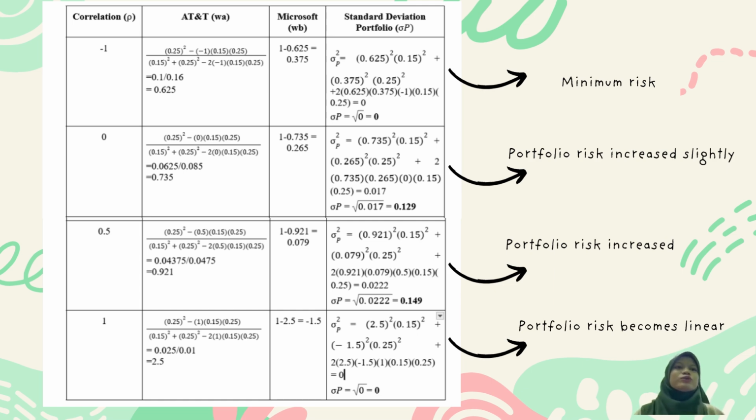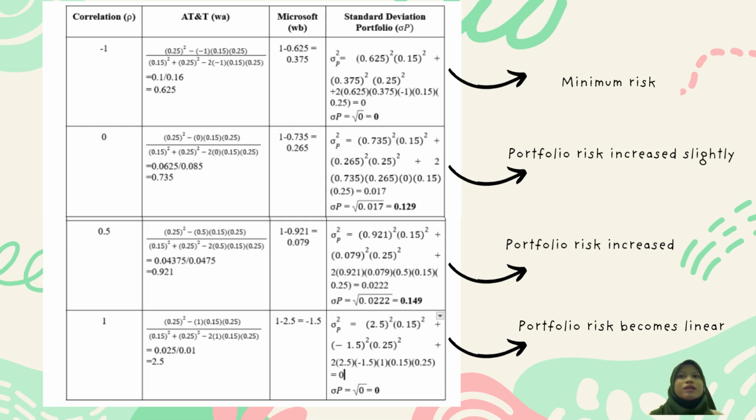Then the calculation shows that the standard deviation is 0.129, which means the correlation is neutral. So portfolio risk increases slightly but remains low. This is because the AT&T allocation increased to 73.5%, indicating this stock is more stable. Next is correlation 0.5. The standard deviation of the portfolio is 0.149, which means positive correlation. So portfolio risk is increased to almost 15%.